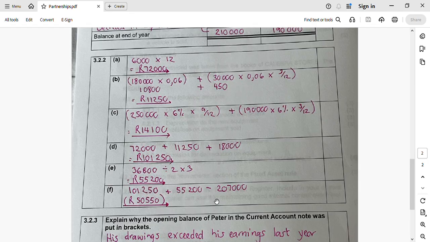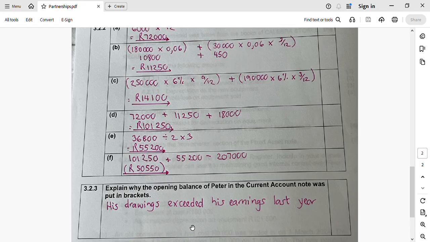Alright, then the next question, explain why the opening balance of Peter in the current account was put in brackets. It's going to be a negative balance if he's taken more out of the business than he was entitled to. So in other words, his drawings must have exceeded his earnings last year because his opening balance is a negative.